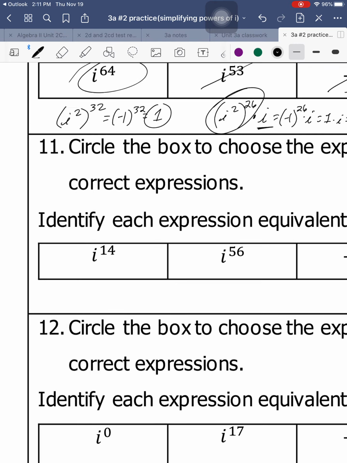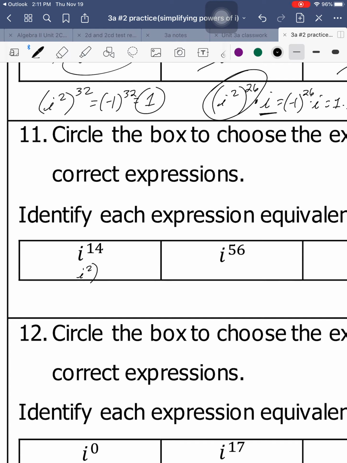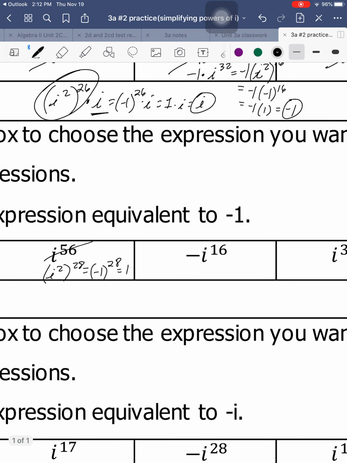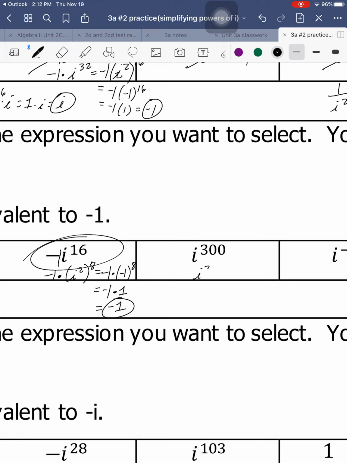Equivalent to negative 1. All right, so number 11, i squared to the 7th. Negative 1 to the 7th, that is negative 1. Cool, that's an answer. i squared to the 28th. Negative 1 to the 28th is a positive 1. That's not an answer. It's not equivalent. Negative 1 times i squared to the 8th. It's negative 1 on the outside times negative 1 to the 8th power, which is positive 1. And negative 1 times positive 1 is negative 1. That's an answer.